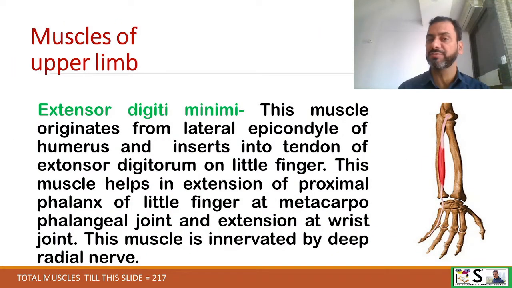Extensor digiti minimi. This muscle originates from the lateral epicondyle of humerus and inserts into tendon of the extensor digitorum on little finger, and this muscle helps in extension of proximal phalanx of the little finger at metacarpophalangeal joint and extension at wrist joint also, and this muscle is innervated by deep radial nerve.